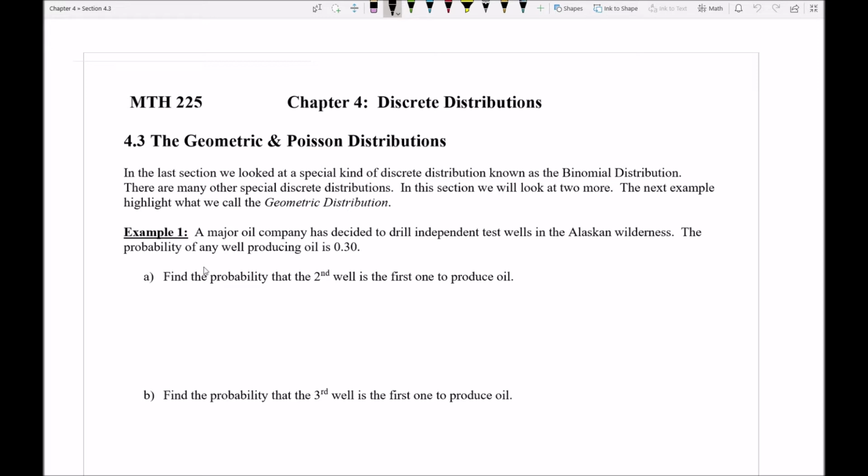So let's take a look at part A here. We want to find the probability that the second well that is drilled is the first one that produces oil. So if I think about what it is that I want to have happen, I can think again about having a successful event, which would be something like finding oil, and I can still have the idea of a failure, which would be not finding oil when I drill a well.